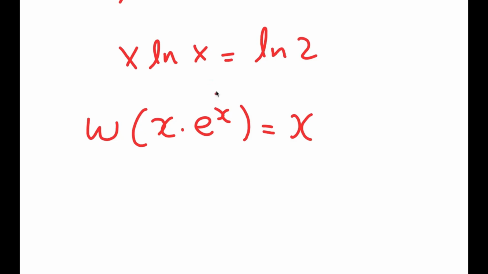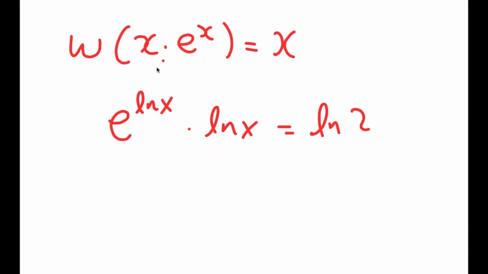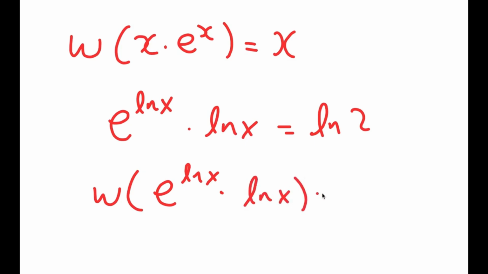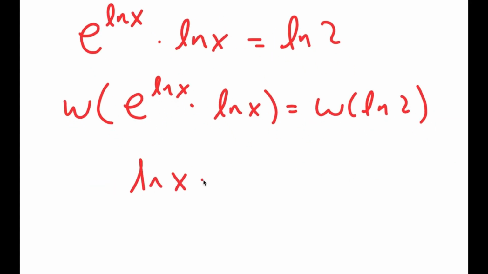Well, to do that, I'm going to rewrite x as e to the power of ln x, because e to the power of ln x is equal to x. The ln and e cancel out. And now, x in this case is ln of x. So I have ln of x times e to the power of ln x. And now I can use the W Lambert function on both sides. So I get W of e to the power of ln x times ln x is equal to W of ln 2. And now I'm left with ln x is equal to W of ln 2.